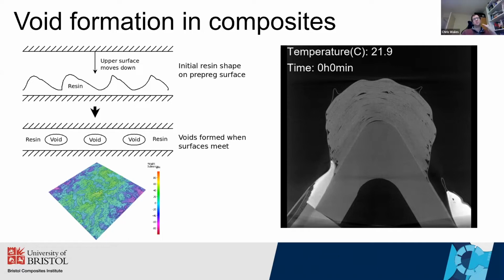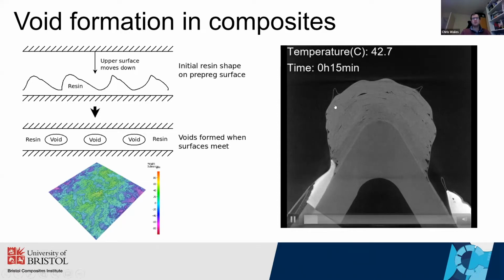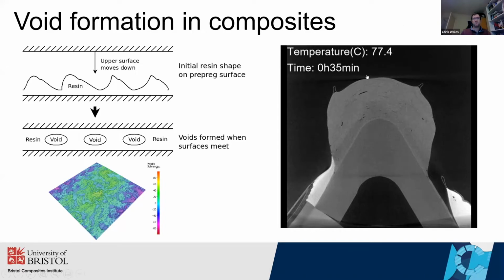And then as you cure the composites, I've got a video here. We've got a bunch of prepreg layers stacked up on a corner jig, and then there's a vacuum bag around the outside. As we cure, initially nothing happens, and then as you start heating up the composite, the resin viscosity reduces, and then it begins to flow.